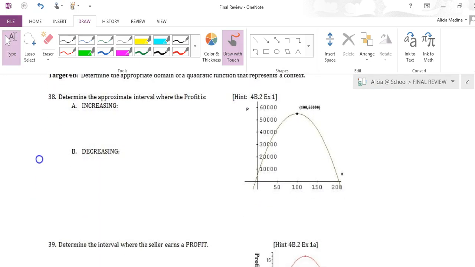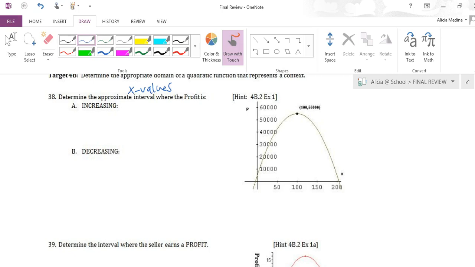Target B. Determine the approximate interval where the profit is. So interval is just between which x values, right? So think of interval as x values. Where profit means that it is above 0. So this is whenever it's going to be positive. Our profit then is going to be right here from 0 to a little more than 200.